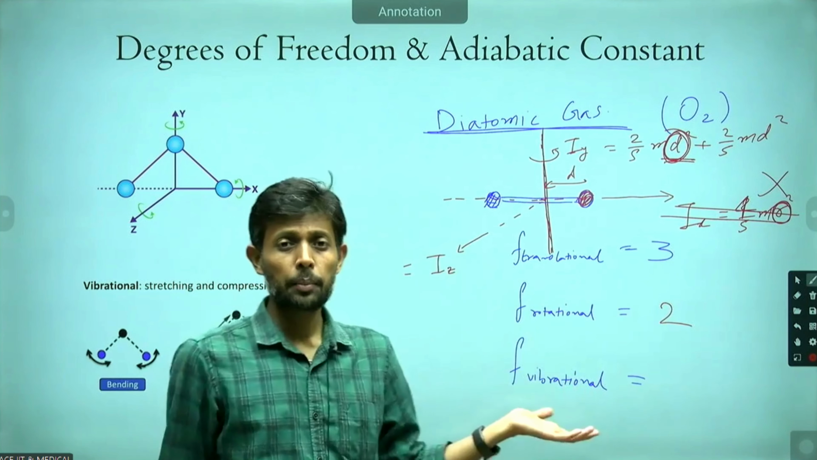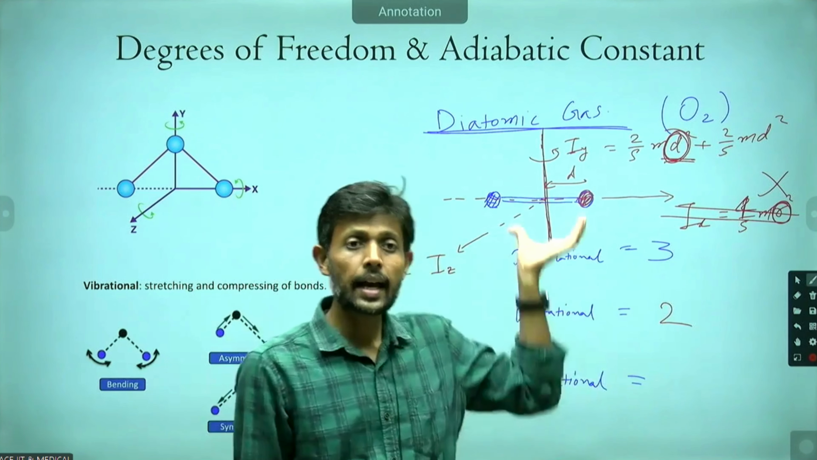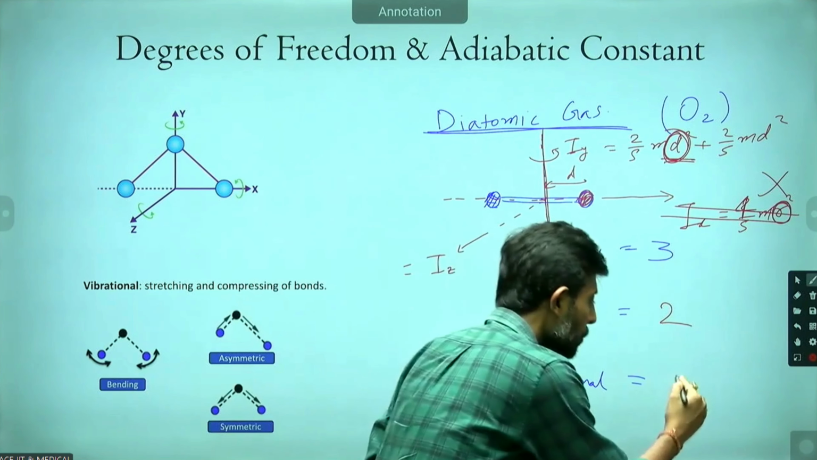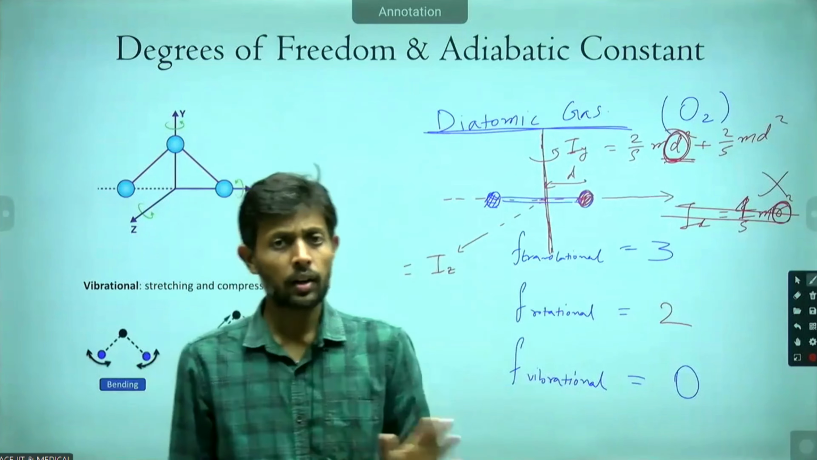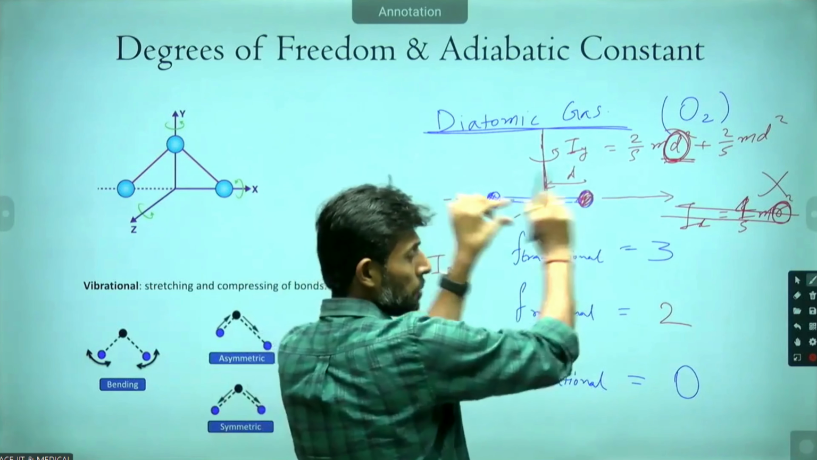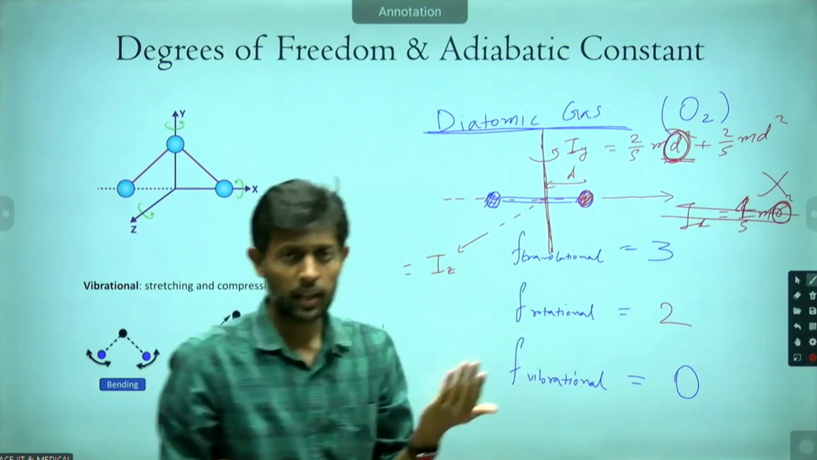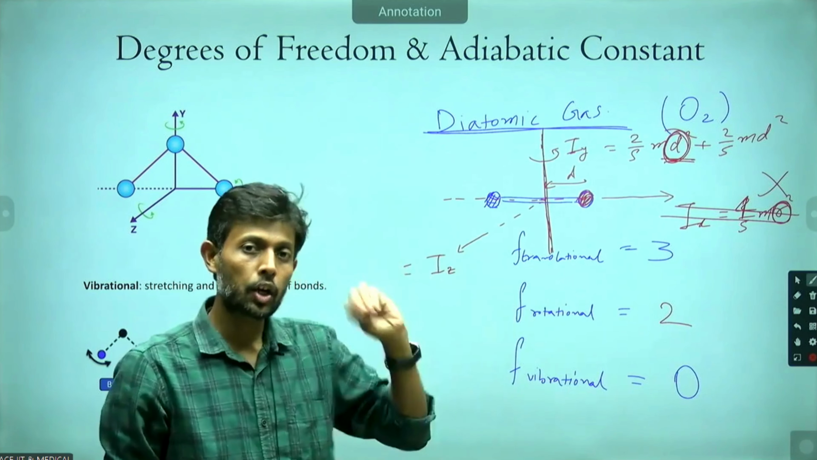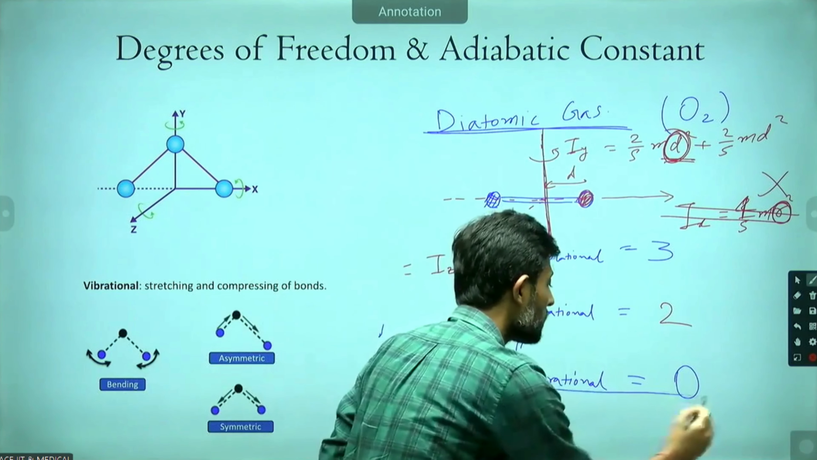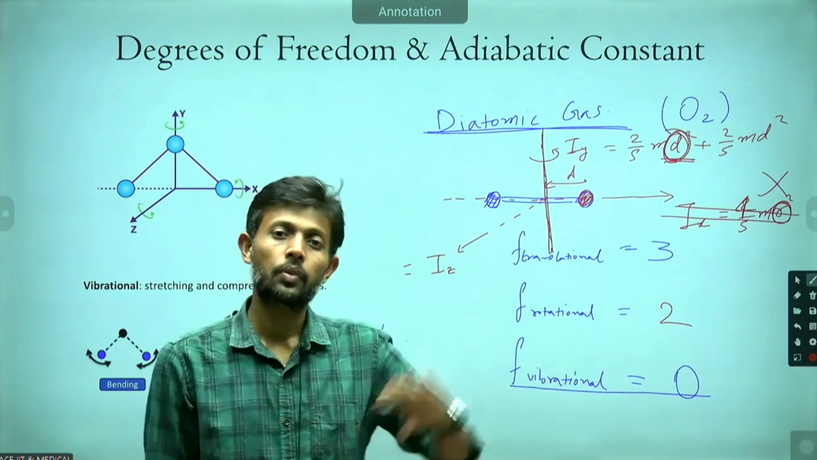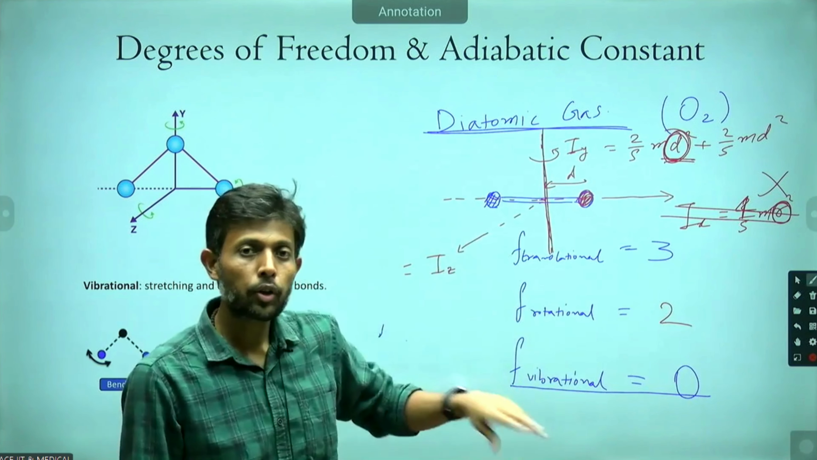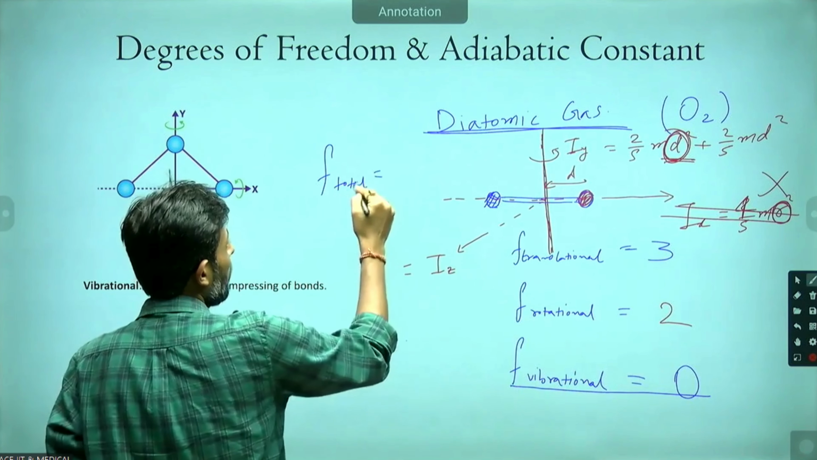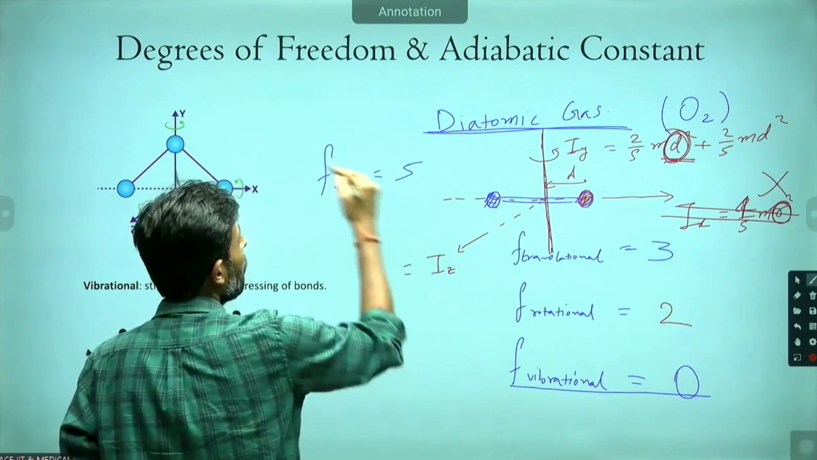Usually at room temperature, in order to excite it vibrationally, a lot of energy is needed. So at room temperature, we would say vibrational excitation does not take place. This change in bond length, either stretching or compression, does not take place. So for diatomic molecules, for diatomic gases, we would say that the vibrational degrees of freedom are 0. So total degrees of freedom for a diatomic molecule is how much? It is 3 plus 2, 5.